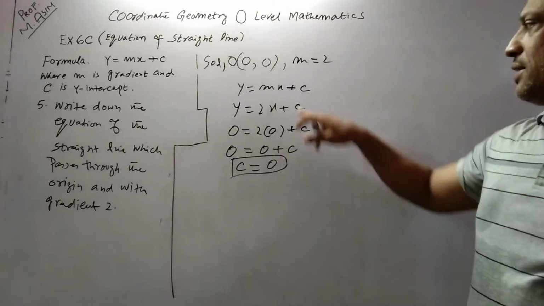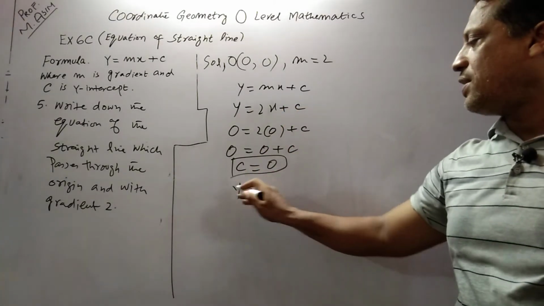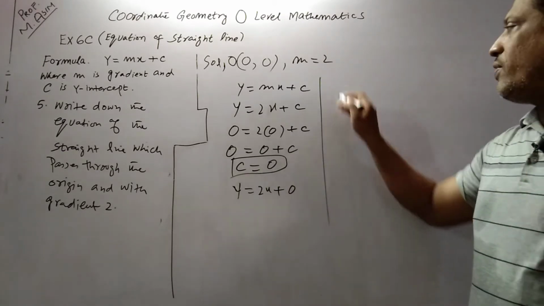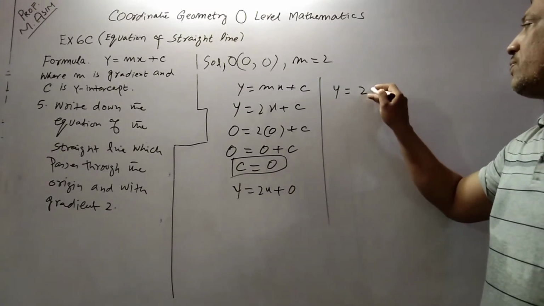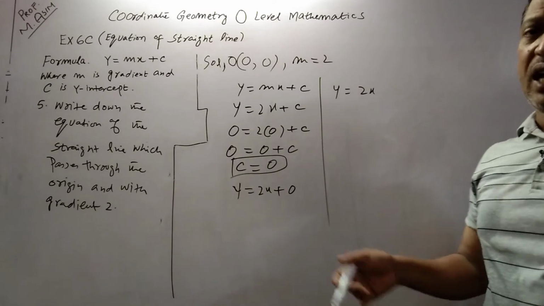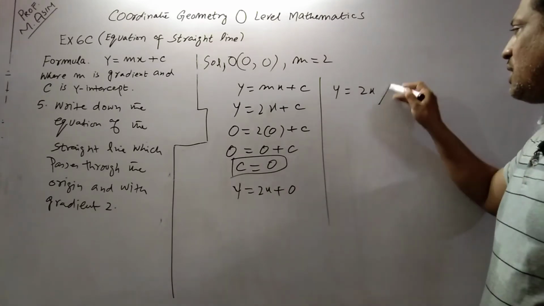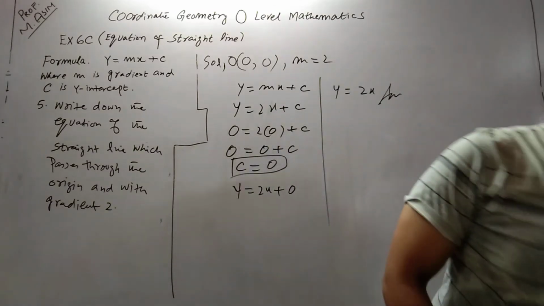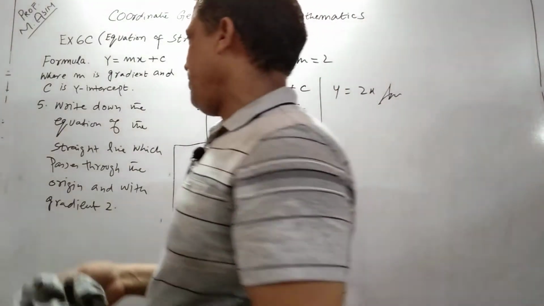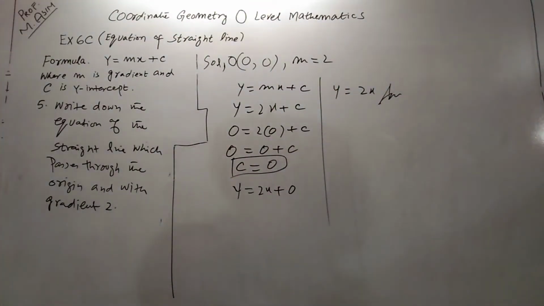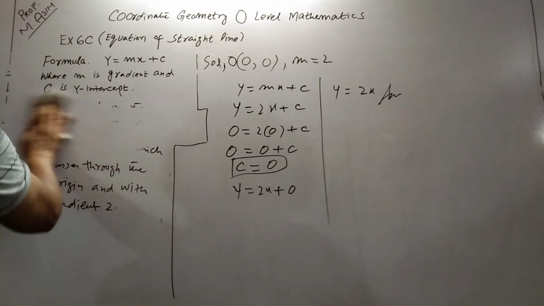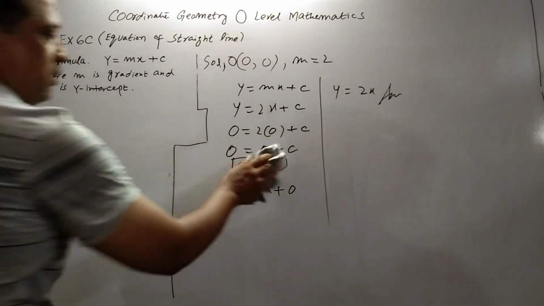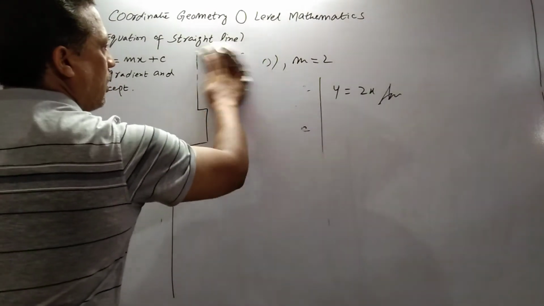Put c in this equation. y is equal to 2x plus 0. So our final answer is y is equal to 2x plus 0, which is 2x, because 0 doesn't affect. So this is our final answer. Very easy. Now after question 5, I can do the first 2 questions.